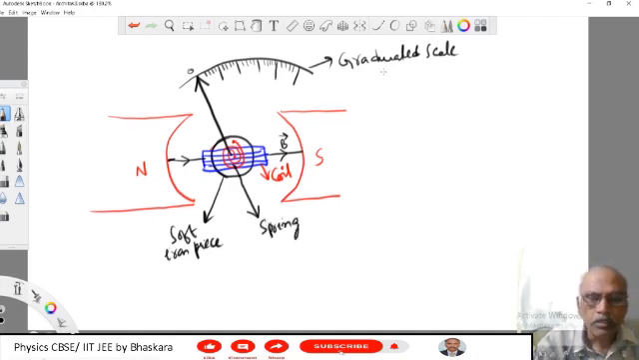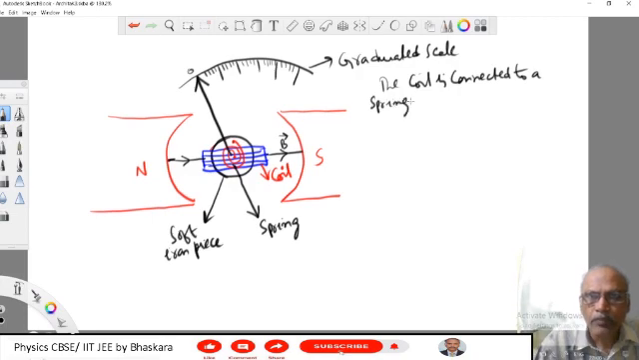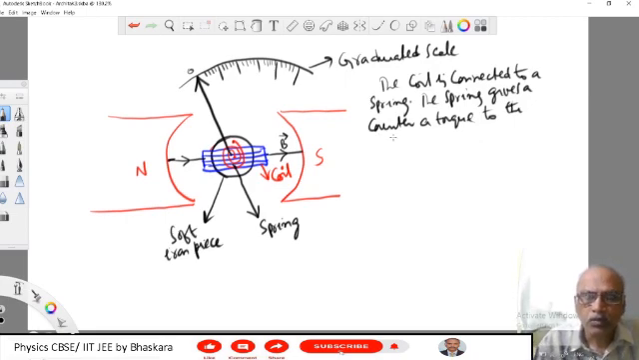The coil is connected to a spring. What is the use of the spring? The spring will give a counter torque. The spring gives a counter torque to the torque on the coil given by the current.